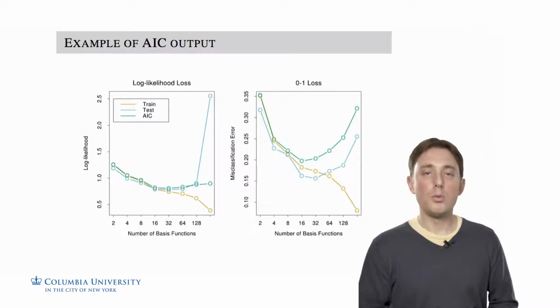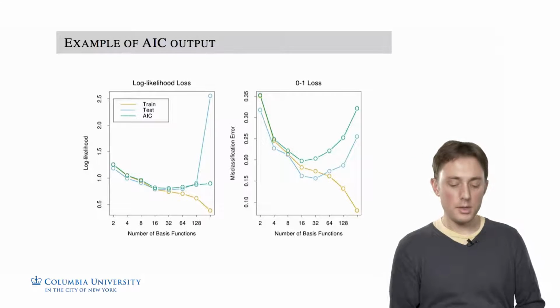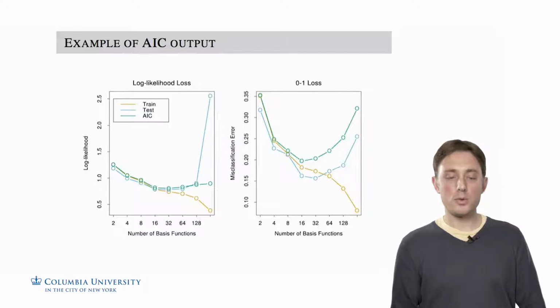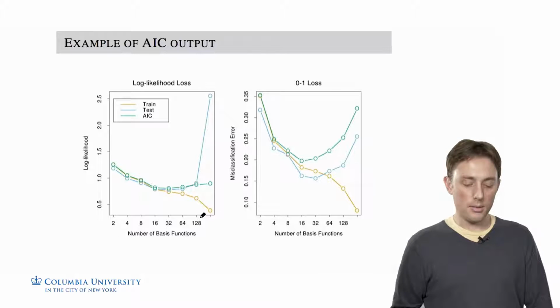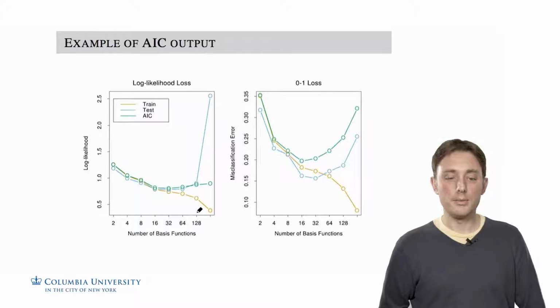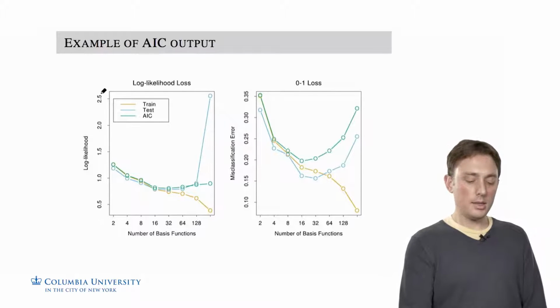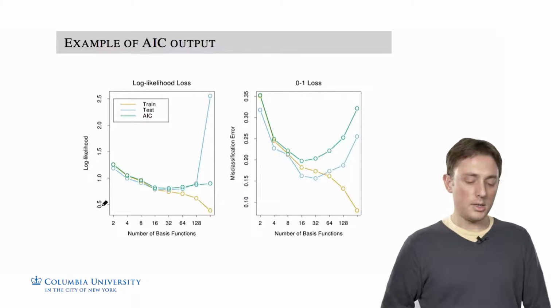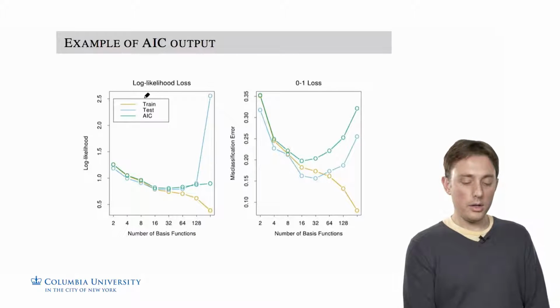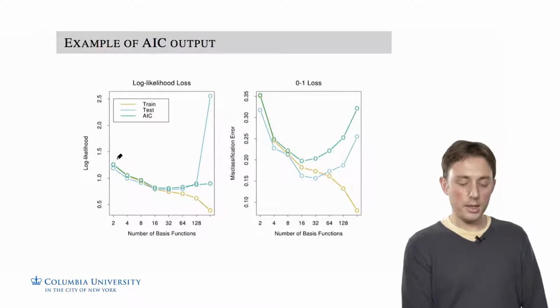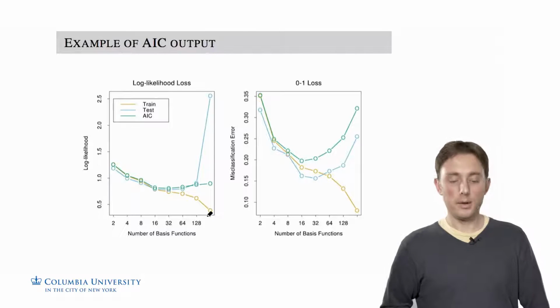So here's an example of what the AIC outputs. We can keep the model abstract and simply say that this x dimension is a function of the model complexity. And then this y dimension is the log likelihood. As we increase the model complexity, the log likelihood on the training data is monotonically improving. So we're fitting the data better and better and better.